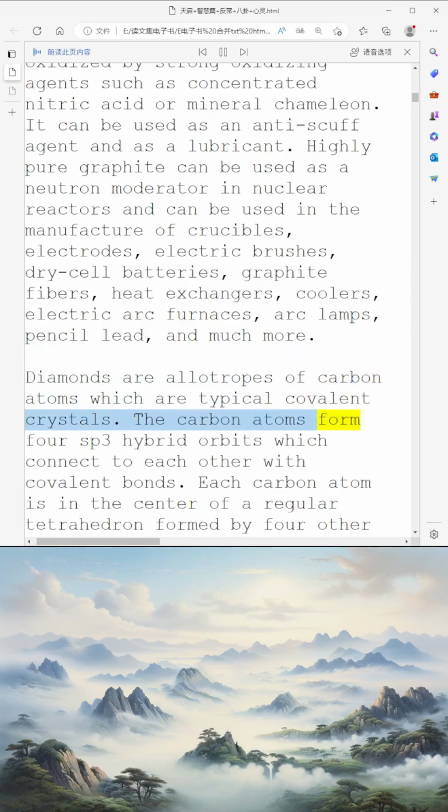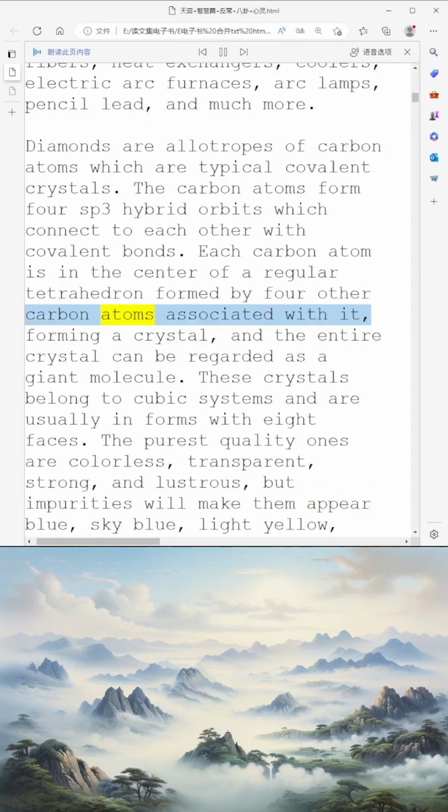The carbon atoms form 4 sp3 hybrid orbits which connect to each other with covalent bonds. Each carbon atom is in the center of a regular tetrahedron formed by 4 other carbon atoms associated with it, forming a crystal, and the entire crystal can be regarded as a giant molecule. These crystals belong to cubic systems and are usually in forms with 8 faces.